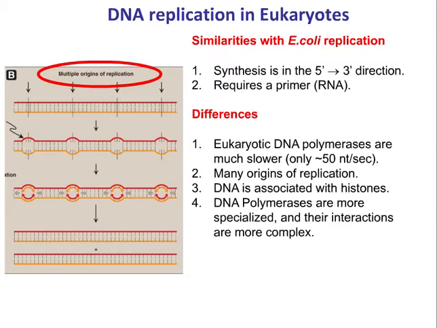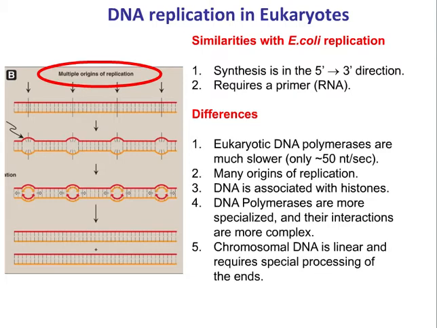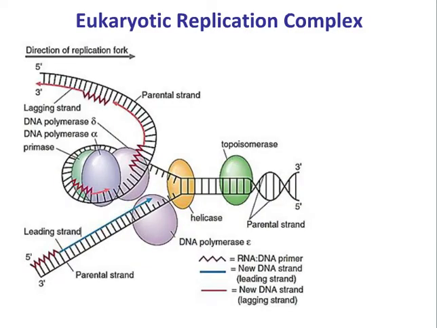Eukaryotic DNA polymerases tend to be more complex and more specialized in their interactions. In addition, the chromosomes of eukaryotic organisms are linear, which means they have ends, which require special processing. Eukaryotic DNA replication is very similar to the process used by prokaryotic organisms.